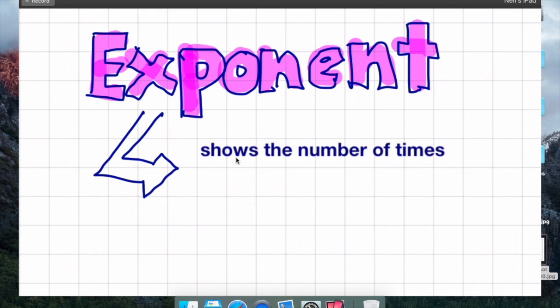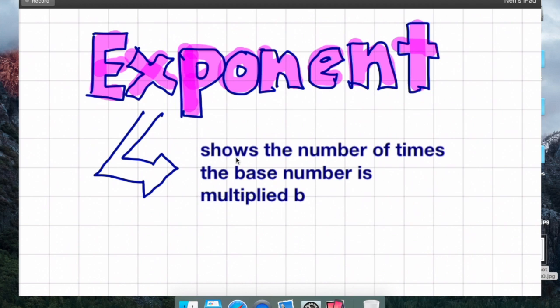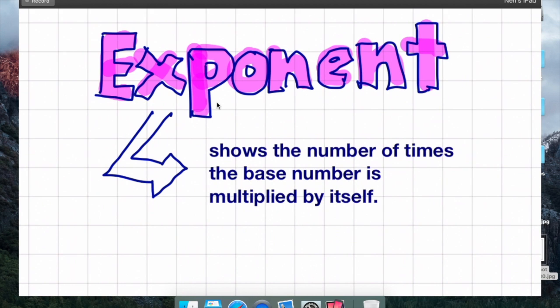Hello and welcome to my flipped classroom, and today I'm going to be talking about exponents. An exponent simply shows the number of times the base number is multiplied by itself. The question is, what does an exponent look like?